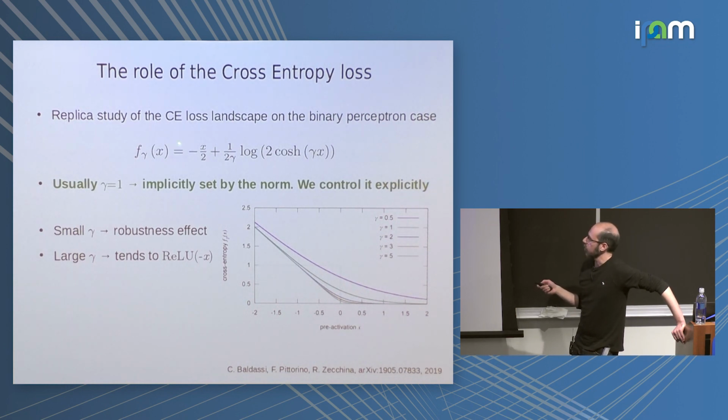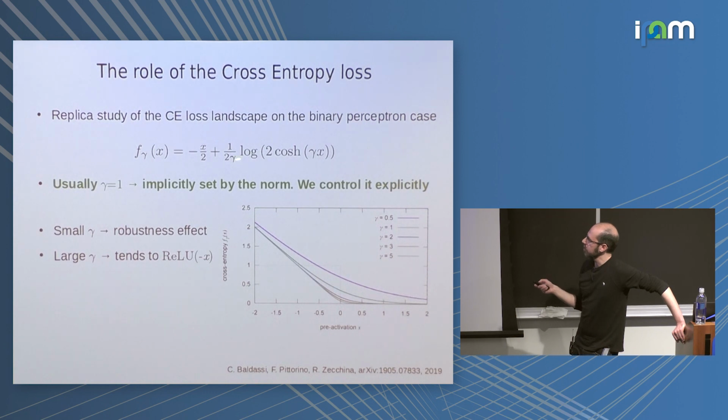And one thing that we then went on to analyze is what's the role of using the cross-entropy loss, which is by far the most popular loss function used in machine learning today for classification problems. But it's not entirely clear, I would say, why it's so effective compared to other possibilities like, say, mean square error or this sort of thing.